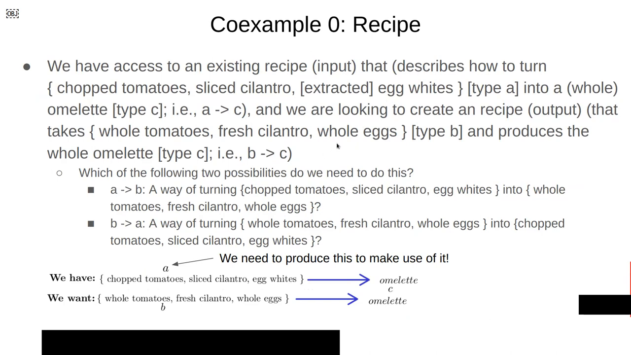Of course, we know how to get egg whites from whole eggs, but we want a recipe that starts with this. So what do we need to do? If we want to create a recipe that starts with this instead of that, what do we need to do? Do we need a way of turning chopped tomatoes, sliced cilantro, and egg whites into whole tomatoes plus cilantro and whole eggs? Do we need a way of turning this into that, or this into that? What do you think? So we have this already. A friend has given it to us, and we want to write down a recipe that starts with whole eggs. Tony said in the chat A to B.